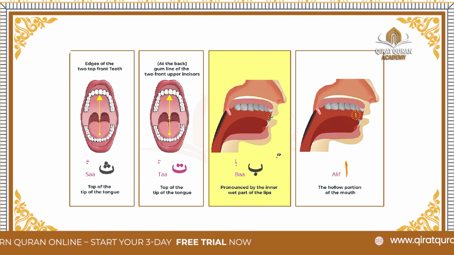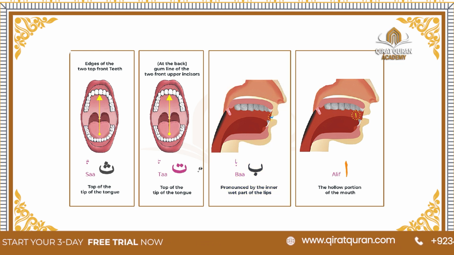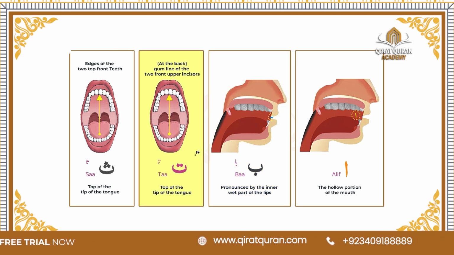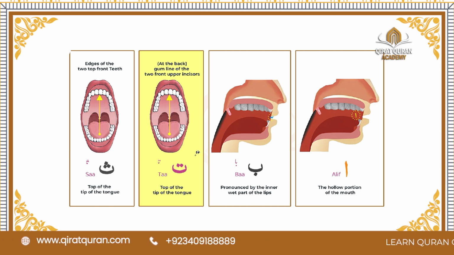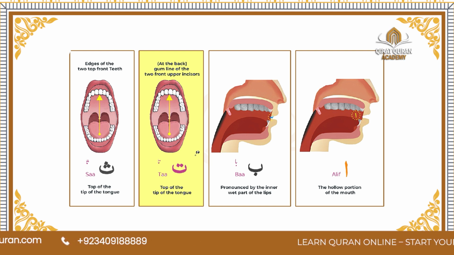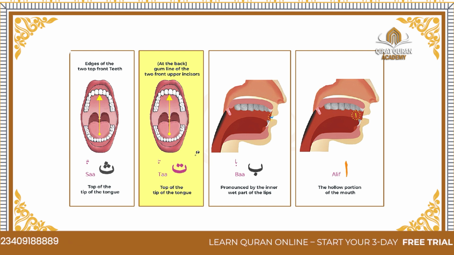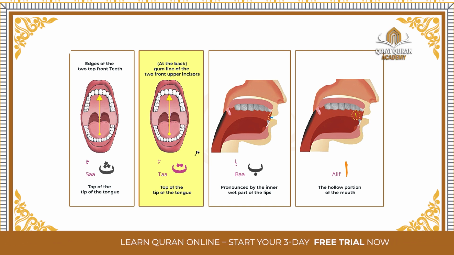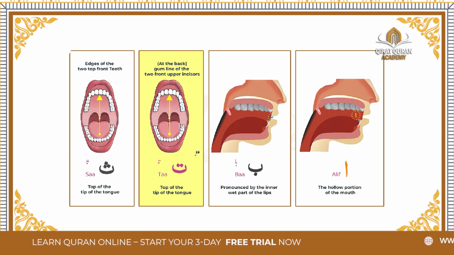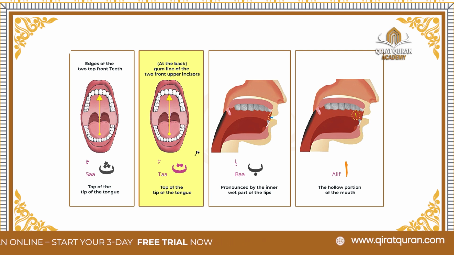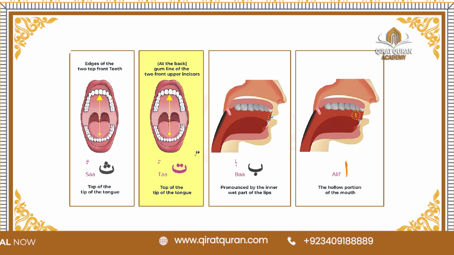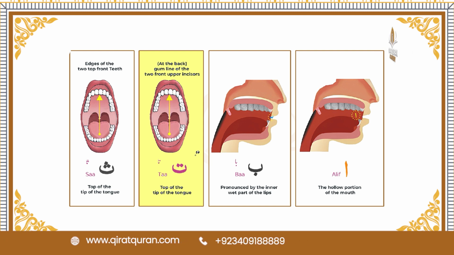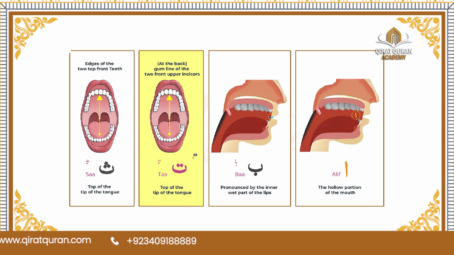And then we read about Ta, that for pronouncing Ta, we have to use the tip of our tongue and the upper incisors, the gums of the upper incisors. Okay, we have to connect the tip of the tongue to the upper incisors' gums, and that's how we will pronounce Ta.